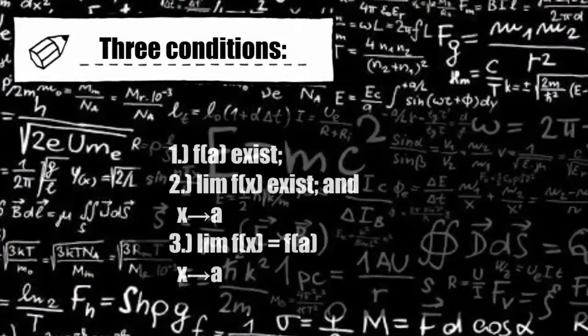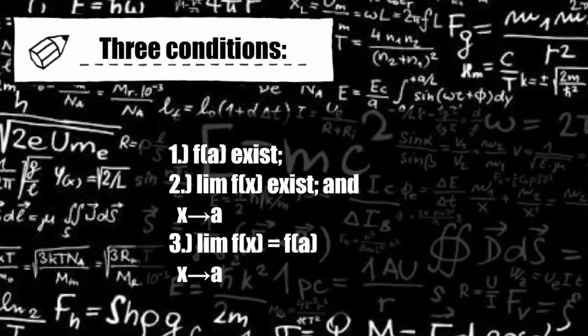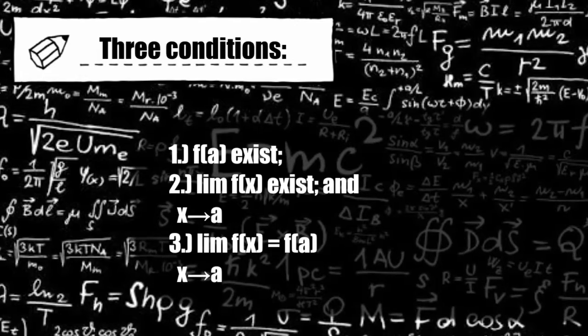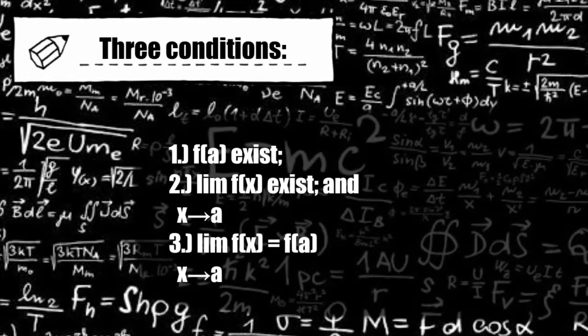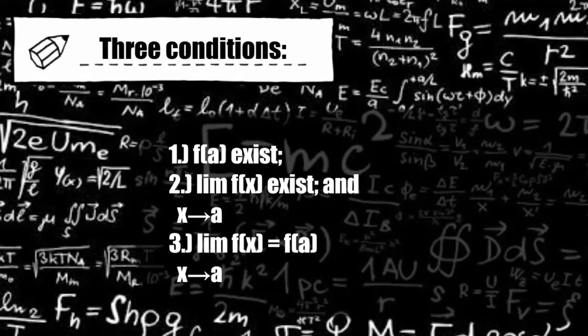There are three conditions that must be satisfied for a function to be continuous at a. Number 1, f of a exists. Number 2, the limit of f of x as x approaches a exists. And number 3, the limit of f of x as x approaches a is equal to f of a.